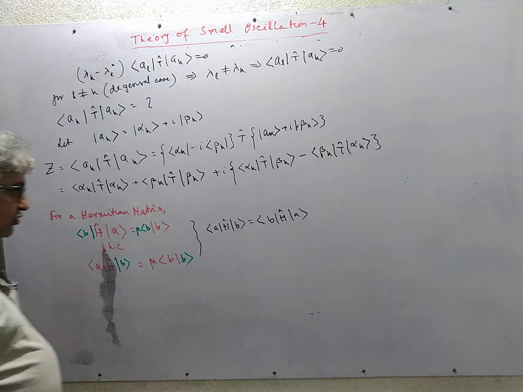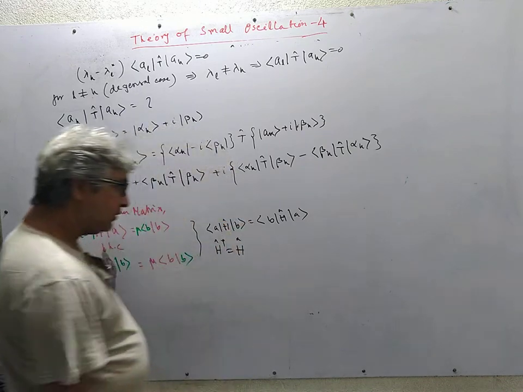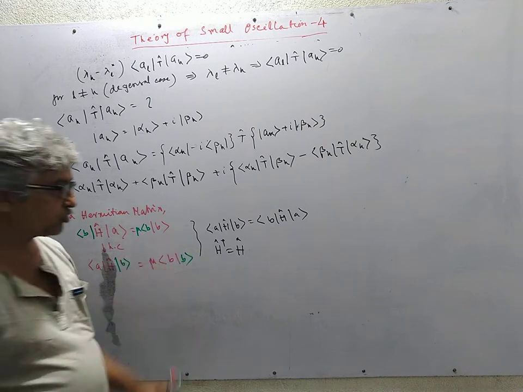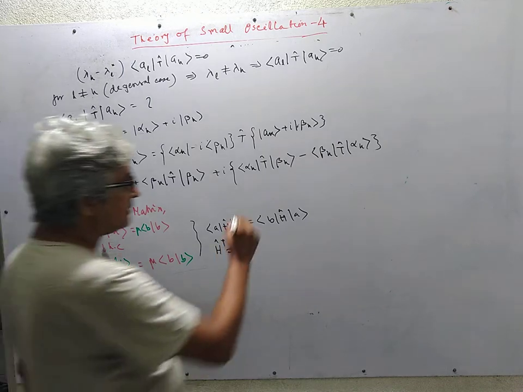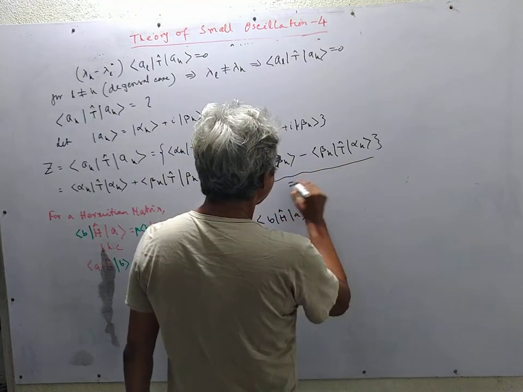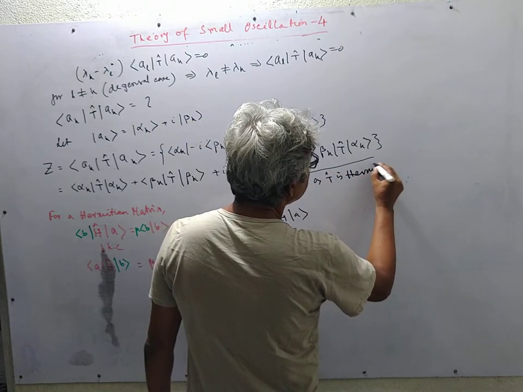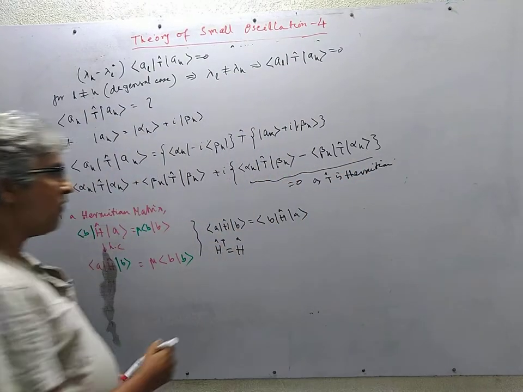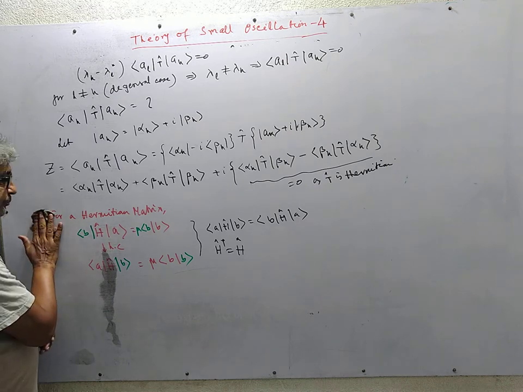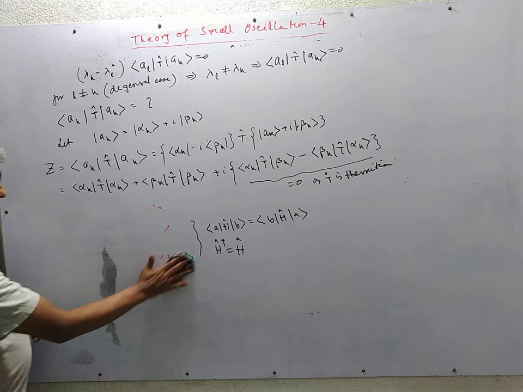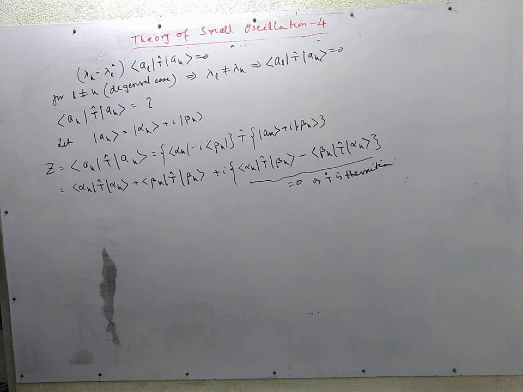This is another definition of a Hermitian matrix. The Hermitian matrix could be defined in two ways. One is H dagger equal to H. Or in terms of matrix elements, this is the definition of a Hermitian matrix. Since T is Hermitian, this is 0. This is the adjoint form of the definition of a Hermitian matrix. So we see that the quantity Z, which is T sandwiched between AKs, is equal to this.